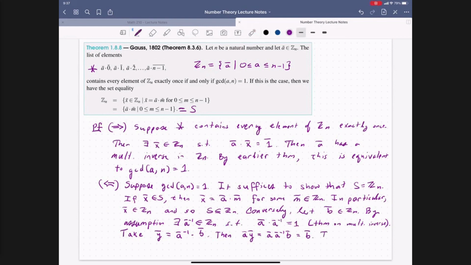So thus, A bar y bar, which is equal to b bar, is in S. And so we have that the integers modulo n is a subset of S. Consequently, since we already showed the opposite direction, S is equal to the integers modulo n, which concludes the proof. And so we got it.